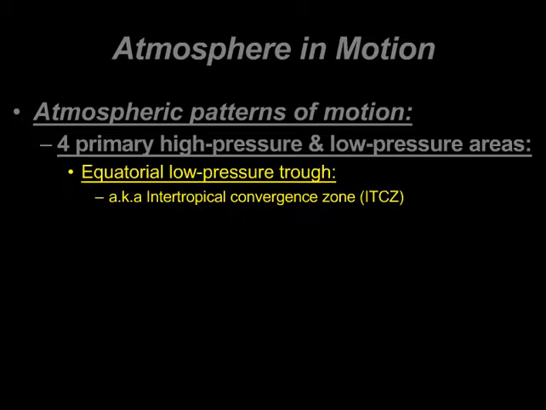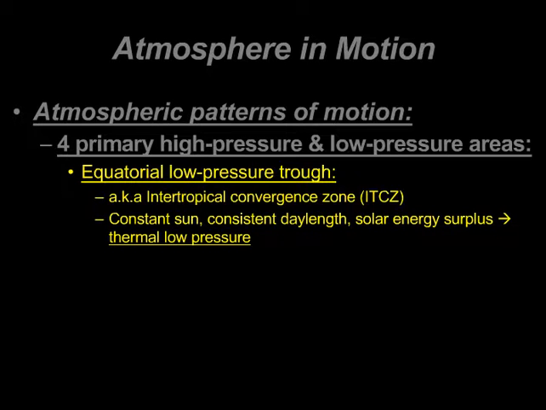The equatorial low pressure trough is also known as the intertropical convergence zone, the ITCZ, and so if I use that term going forward, they're just interchangeable. They're the same thing. Intertropical gives a location as far as where we can expect to find this. Of course, equatorial does as well, but also convergence, it's a dead giveaway that this is also a low pressure area.